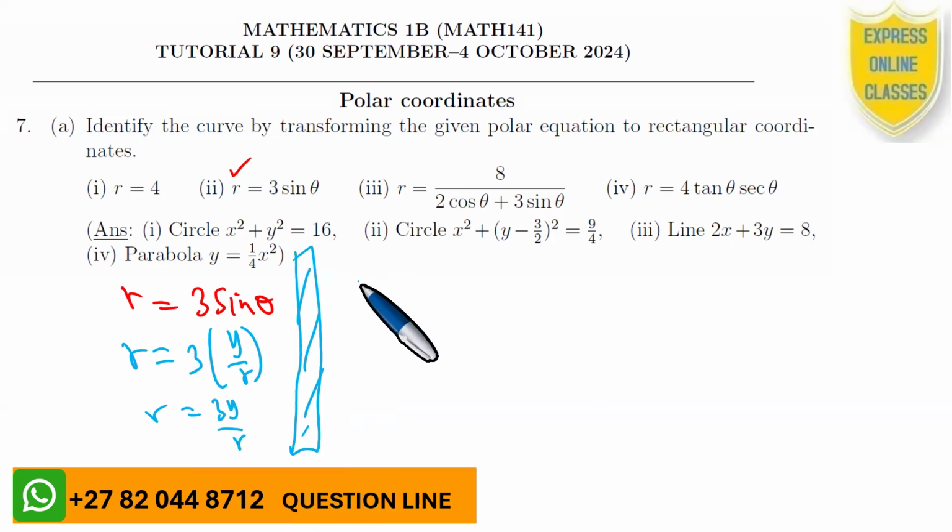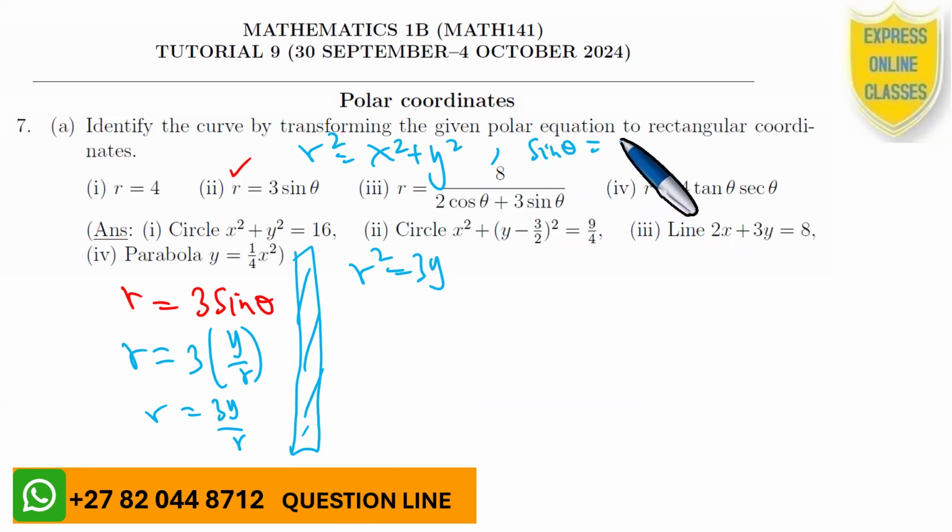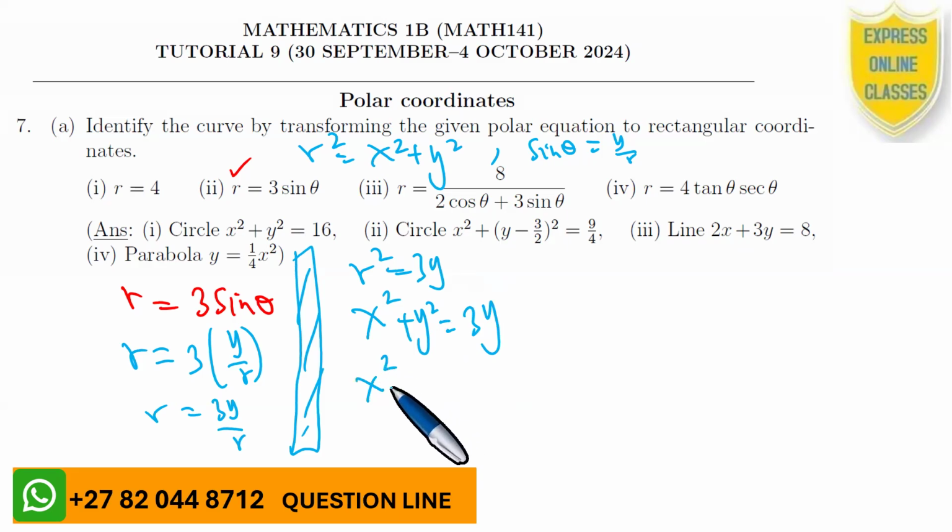When we cross multiply, we have r times r, which gives us what? r squared is 3y. But what is r squared? Always. r squared is x squared plus y squared. So we have this. That is what we have. So we have x squared plus y squared minus 3y equals 0.